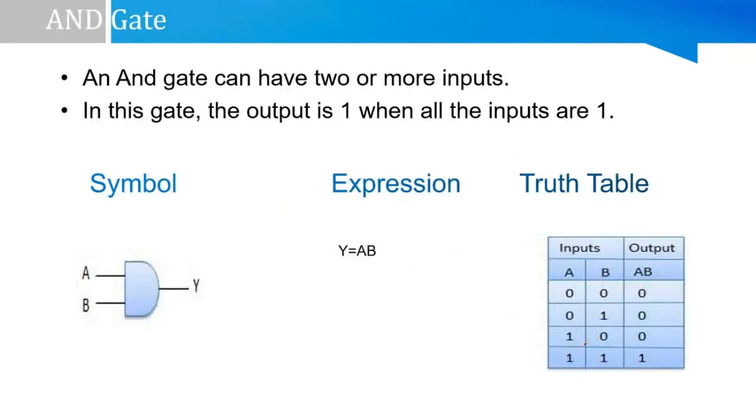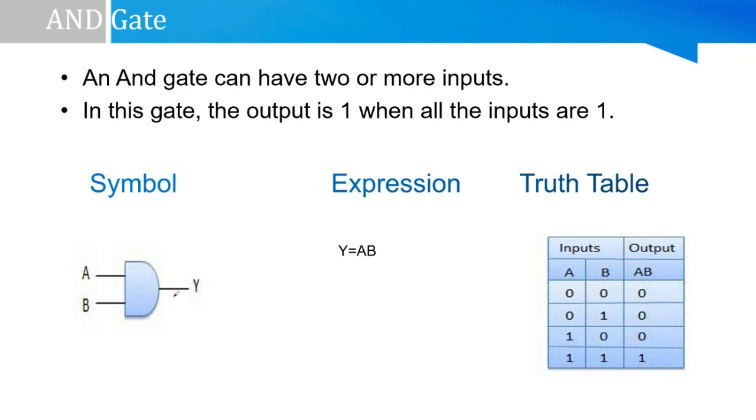Next will be the AND gate. The AND gate has two or more inputs and provides only one output. The operation of the AND gate is logical multiplication. Suppose you have the symbol of the AND gate with two inputs, A and B, and the output is Y.